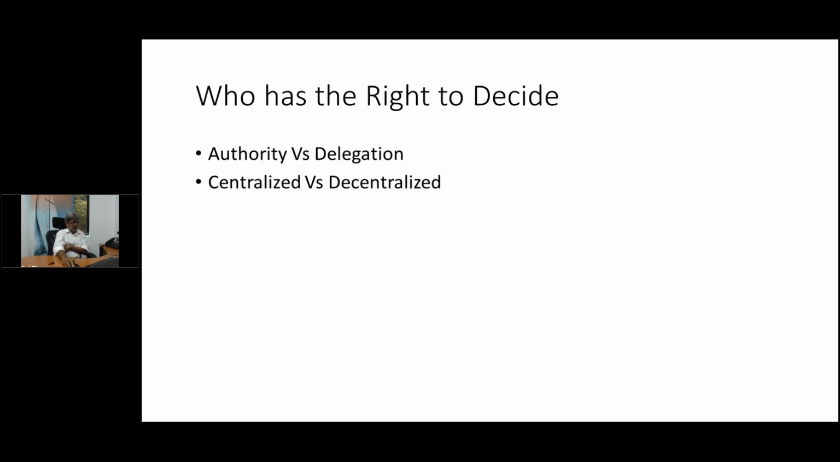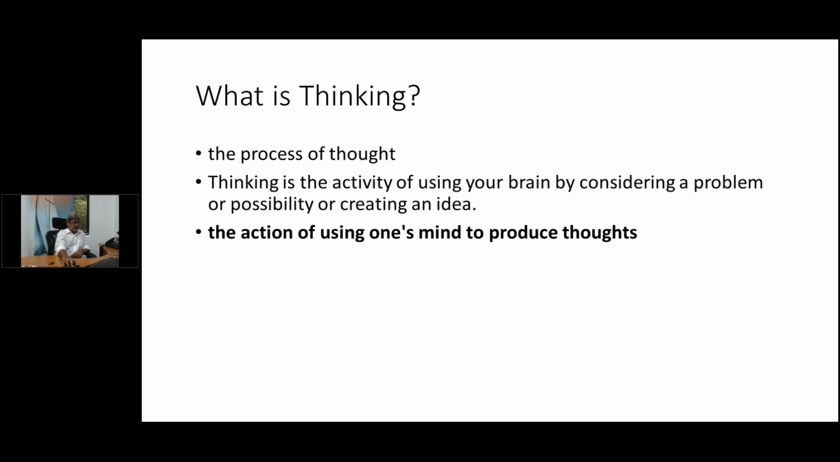So quickly, who has the right to decide? We have authority versus delegation. Maybe we decide on the basis of authority, or maybe we delegate our responsibility to another one to decide. And then we have centralized decision making, and we have decentralized decision making. So that is what we need to link.